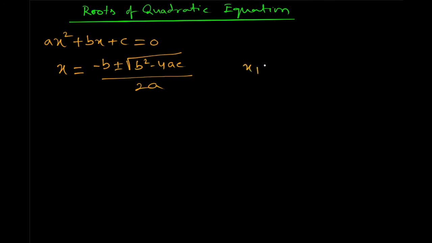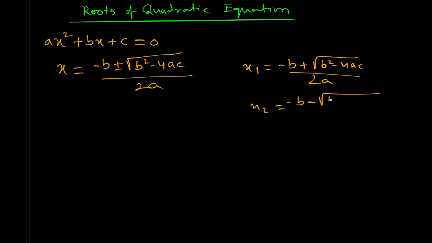Let x1 be one root, that is minus b plus root over b square minus 4ac divided by 2a, and x2 is minus b minus root over b square minus 4ac divided by 2a. So we'll take plus and we'll get one root, and next time we take minus, so we'll get another root. These are the two roots derived from this formula.